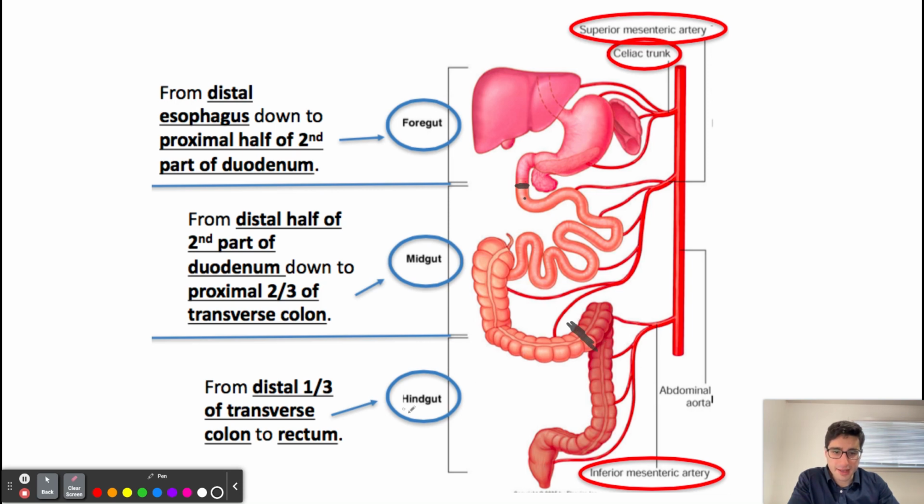And the hindgut is going to be supplied by the inferior mesenteric artery. And the hindgut is going to be from the distal one-third of the transverse colon all the way to the rectum. And the patient was bleeding somewhere in the descending colon. And so the catheter that was inserted is trying to get into the inferior mesenteric artery.